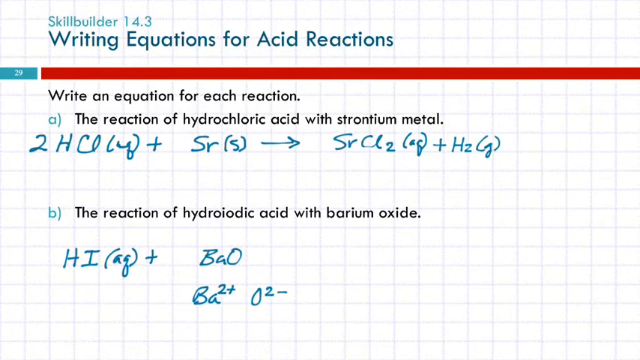Now, it's not actually telling us we have to include the state symbols, and it's not telling us what the state of that is, so we can be lazy and just not include them. How's that? So how do we predict what's going to happen here? Whenever you have to predict and you're not sure what to do with it, try just taking the ions apart and swapping partners.